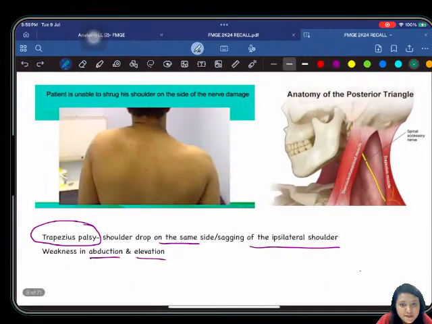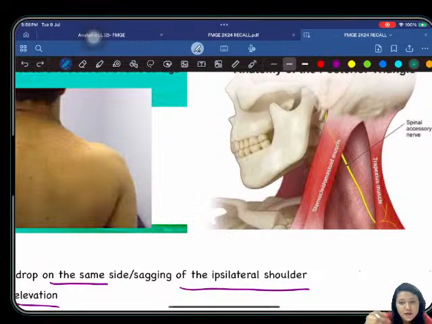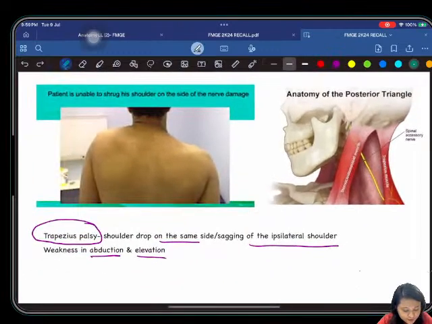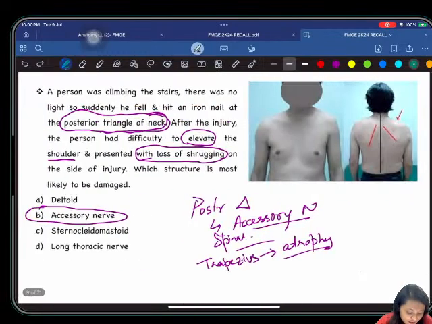Okay, trapezius palsy. Because there is an injury in the posterior triangle, the spinal accessory nerve is gone, trapezius atrophy will be there, the person will not be able to elevate the hand, and there will be ipsilateral, same side, loss of shrugging, that is there will be atrophy on the same side. So you can see shoulder drop on the same side, or the shrugging will be lost on the same side. So the answer is the accessory spinal nerve.